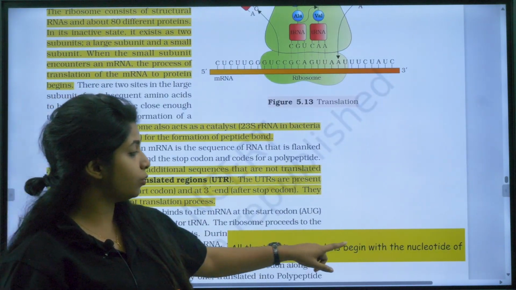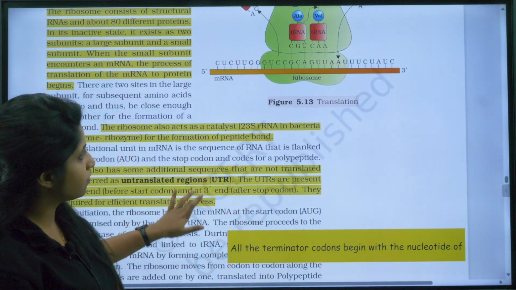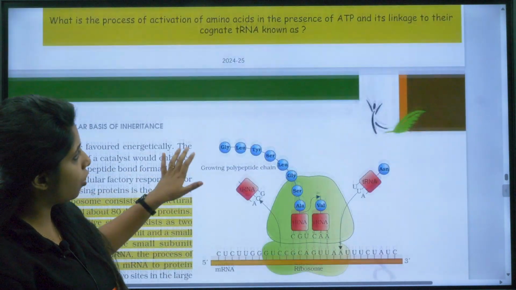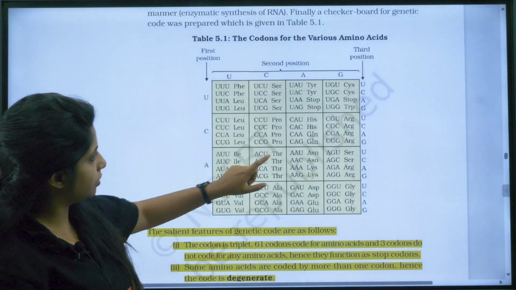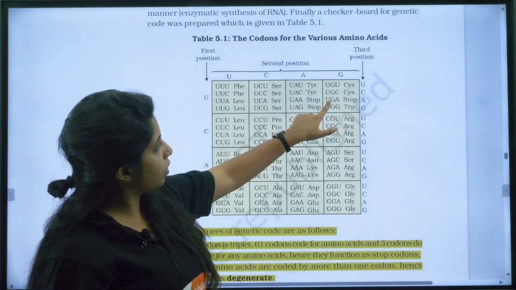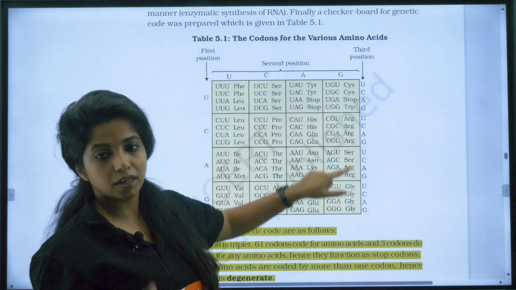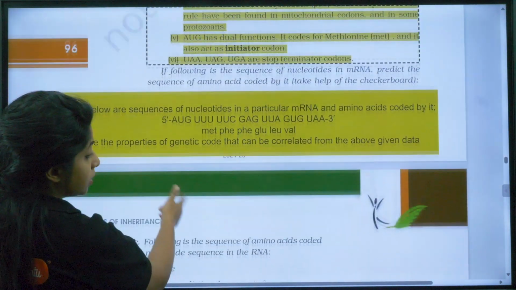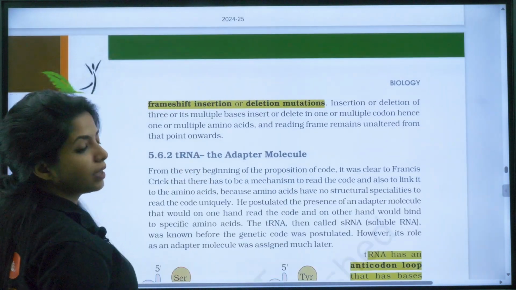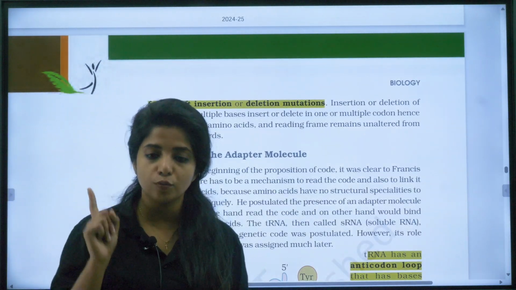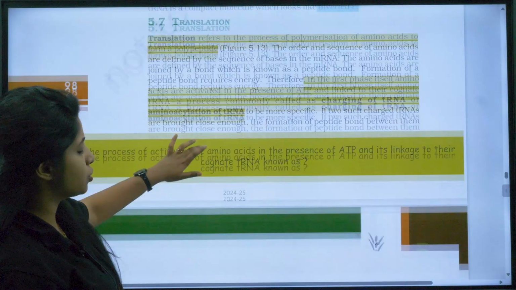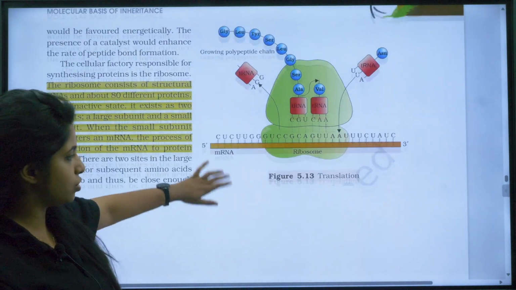Now all the terminator codons begin with the nucleotide uracil. If we have seen the terminator codon, my dear children, all of them, this is a question that comes over here. It's stop. All of them are made up of uracil. That is the first one. So you should be knowing that it is uracil. UAA, UAG, UGA, all three of them are stop codons. You should be remembering their name. Very much important. Start codon is only one, that is AUG.